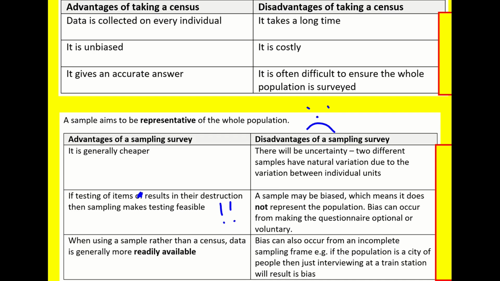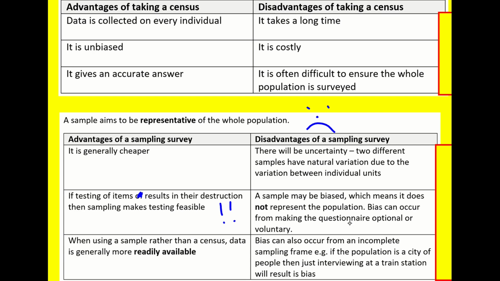Bias can occur from making the questionnaire optional or voluntary. We're going to talk more on different sampling processes, but that's just a quick example. If a radio show says, "I want to know your views on an extreme or divisive topic," then you're likely to get people phoning in who have strong opinions. If they don't really care, they're probably not going to phone in. That might create bias because you're not getting everyone's views.